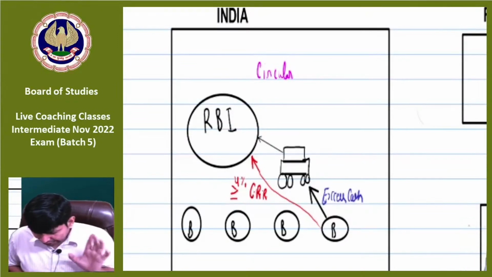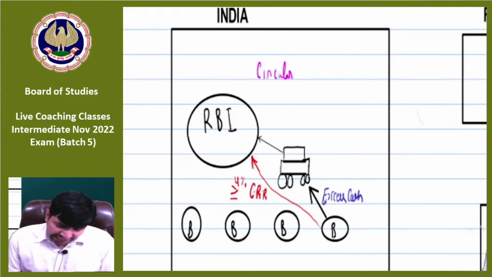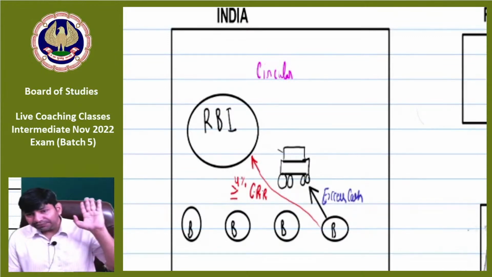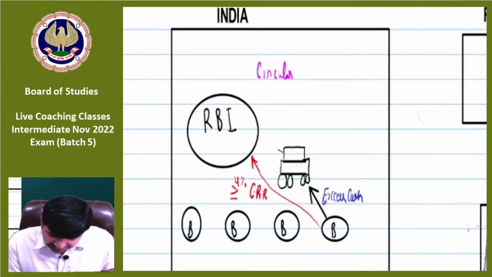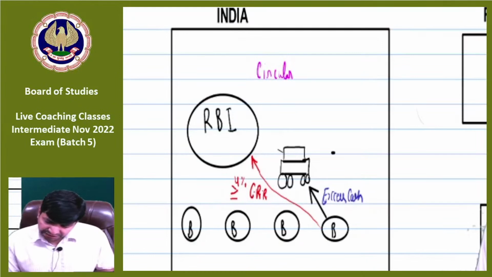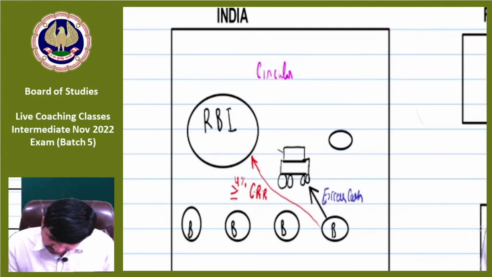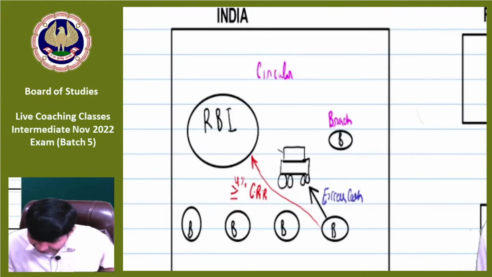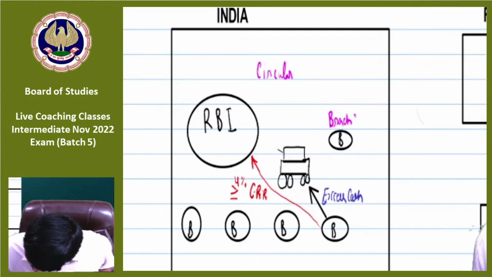Now, one thing I want to tell you, beta, this cash is not transferred to the head office of RBI. This cash is maintained with one of the banks in the local area. RBI has selected one of the banks locally and said, this is my branch of RBI. Big banks are usually selected by RBI. Branch of RBI.